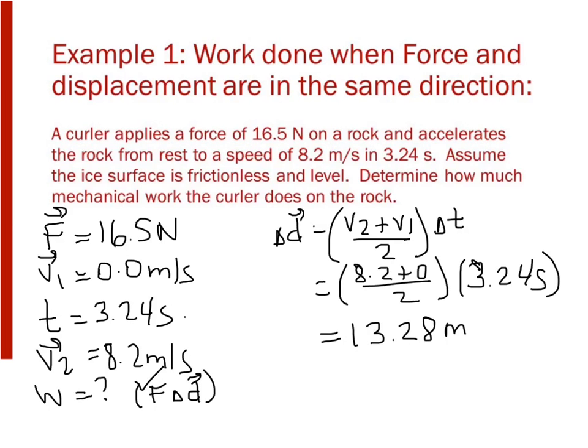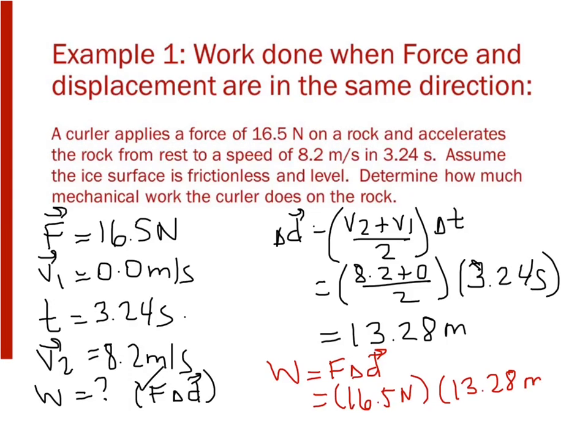I'm not going to worry too much about directions or anything like that in this unit. And so now we have a displacement. So now we can go ahead and solve for work because we need to do our force times our displacement. So our force is 16.5 newtons, and we'll multiply it by our displacement. And we get 219.2 newton meters.